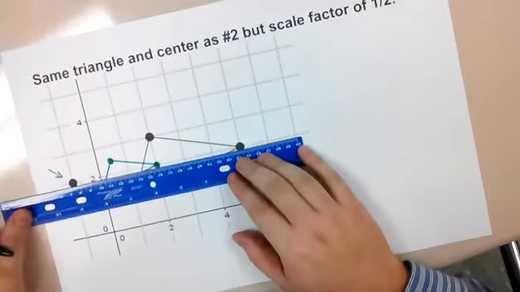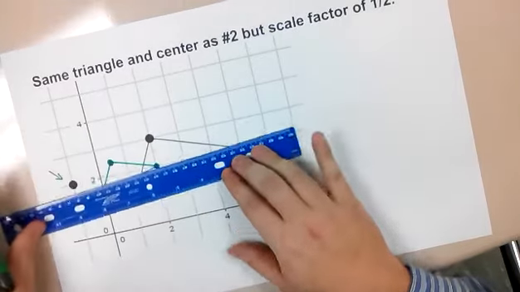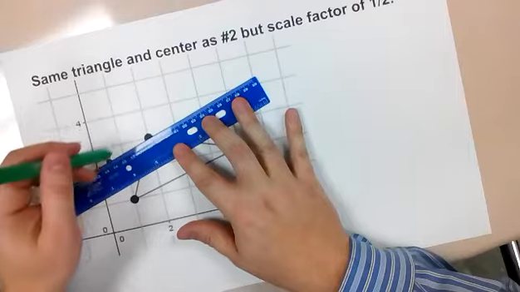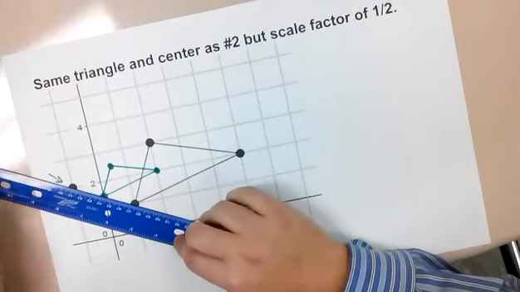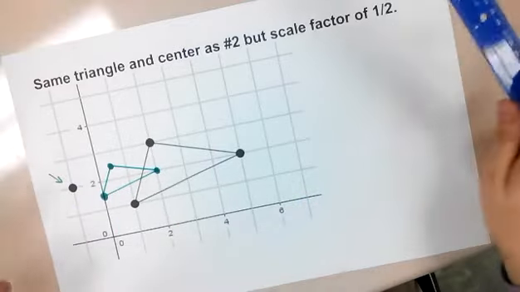And now watch how everything lines up. So these 3 points line up to the center of dilation. These 3 points line up to the center of dilation. And these 3 points line up to the center of dilation. So that's how I know I did it right.